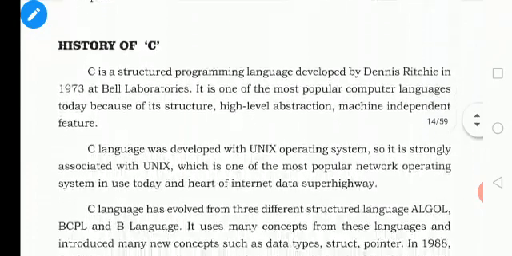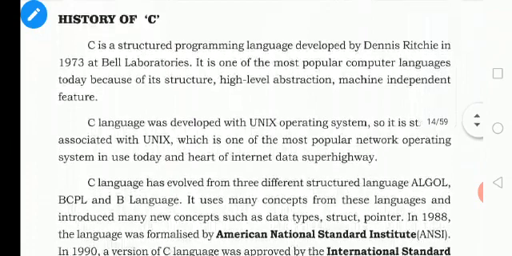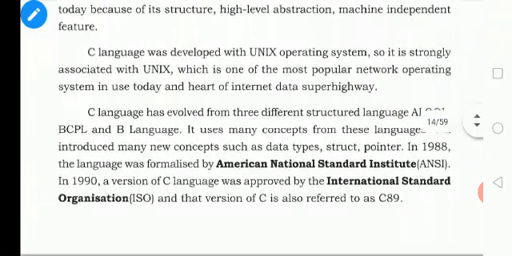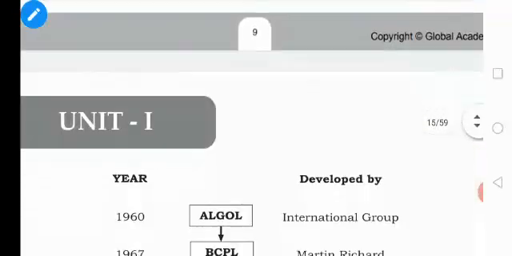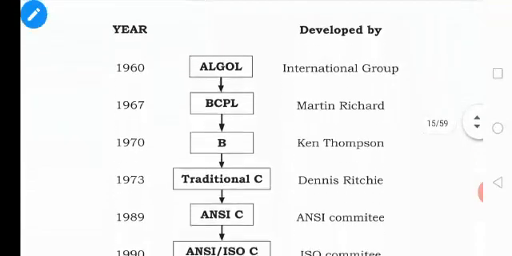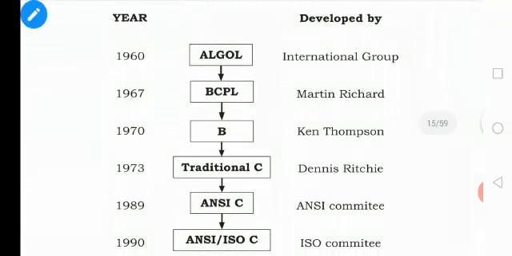Then we have seen the history of C language: when, in which laboratory, who developed this, and where it emerged from. So let me see this in a small step-by-step way. Here, in 1960, the Algol international group developed that.